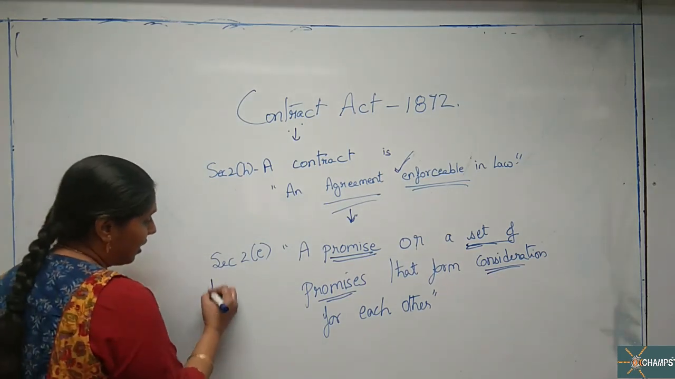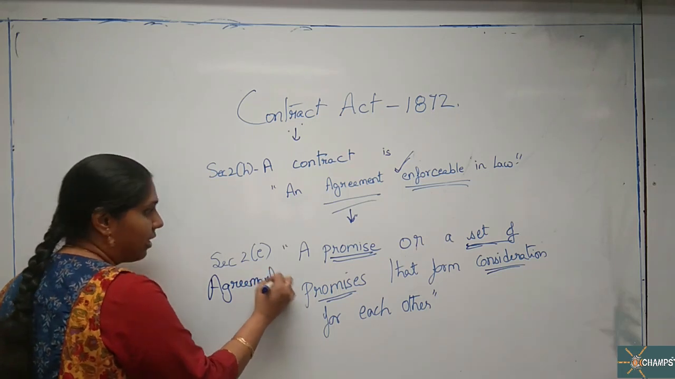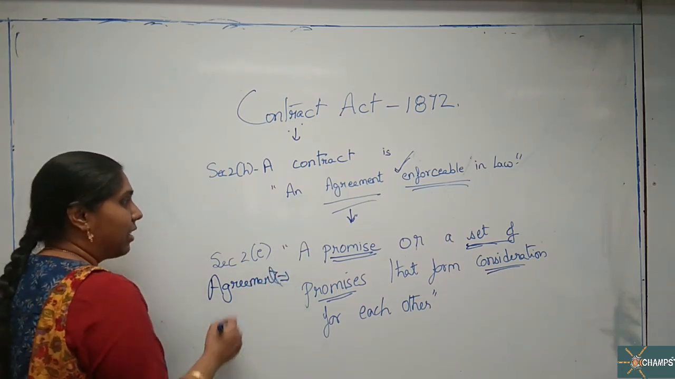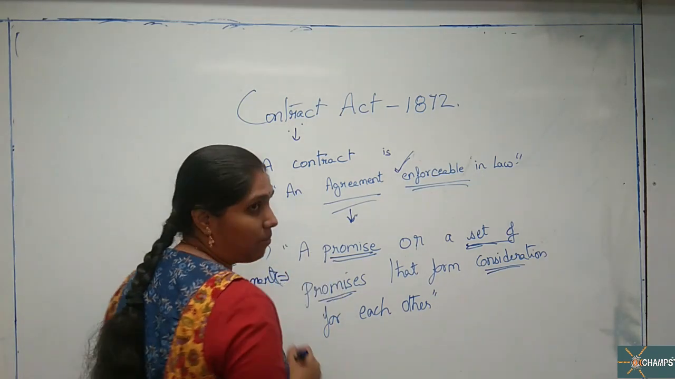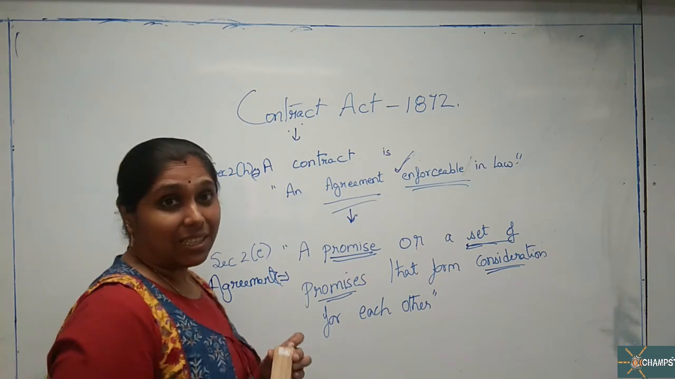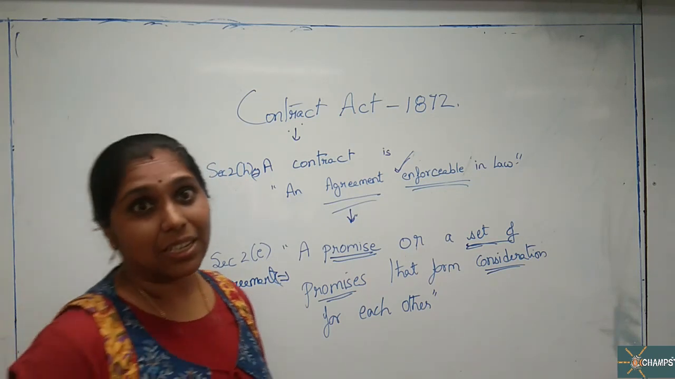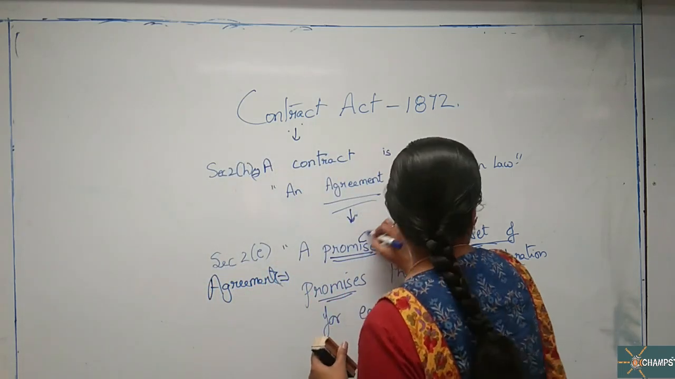Section 2 subsection B is an agreement. It talks about an agreement. This is an agreement. Fine. Madam, agreement is clear, contract is clear, but what is meant by promise? Do we have any definition for promise also? Yes, very much we have a definition for promise. So what exactly is a promise?